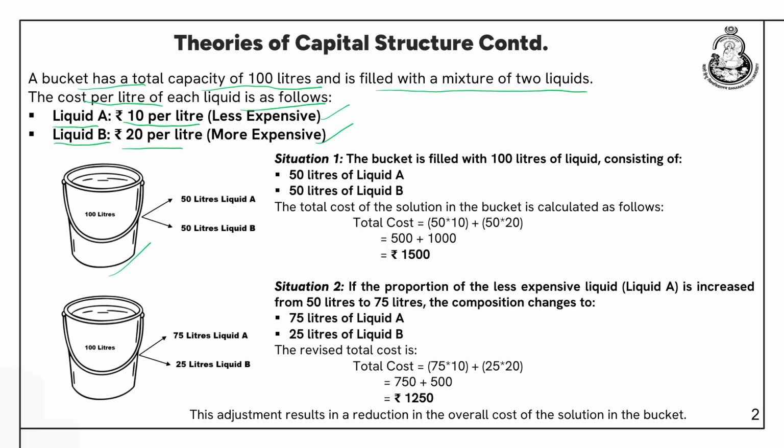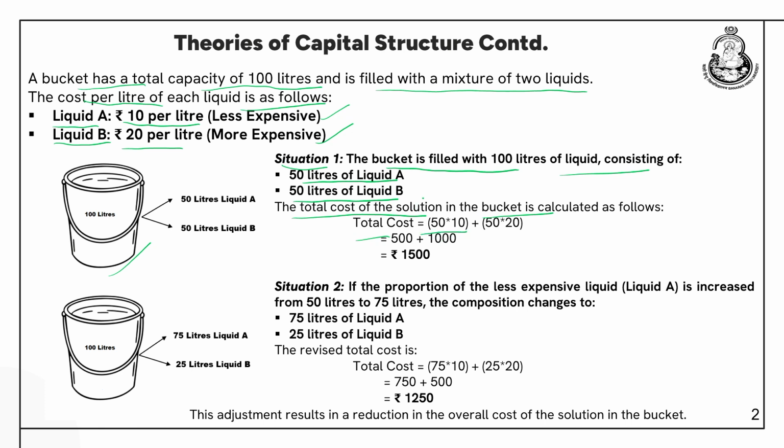Let us talk about 2 situations. Situation 1 says that the bucket is filled with 100 liters of liquid consisting of 50 liters of liquid A and 50 liters of liquid B. That means both the liquids are in the same proportion, the less expensive one as well as the more expensive one. Now we can calculate the total cost of the solution in the bucket. We can calculate it as 50 into 10.